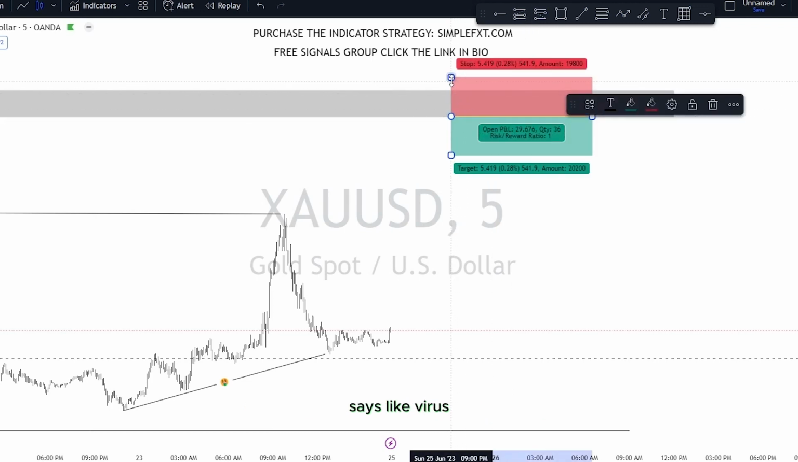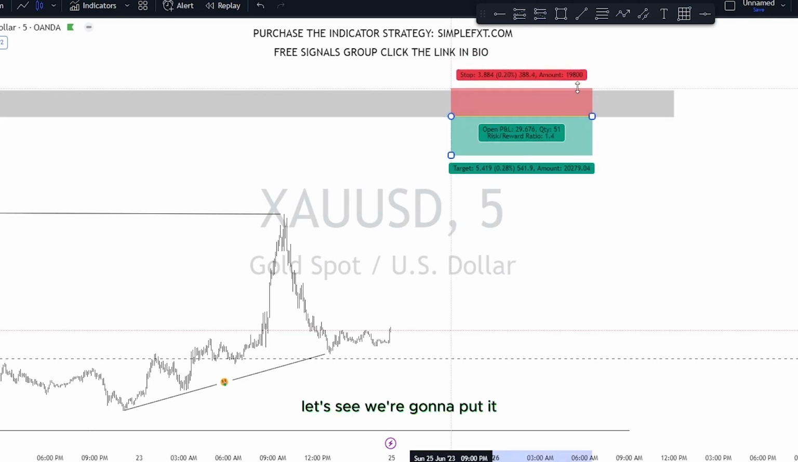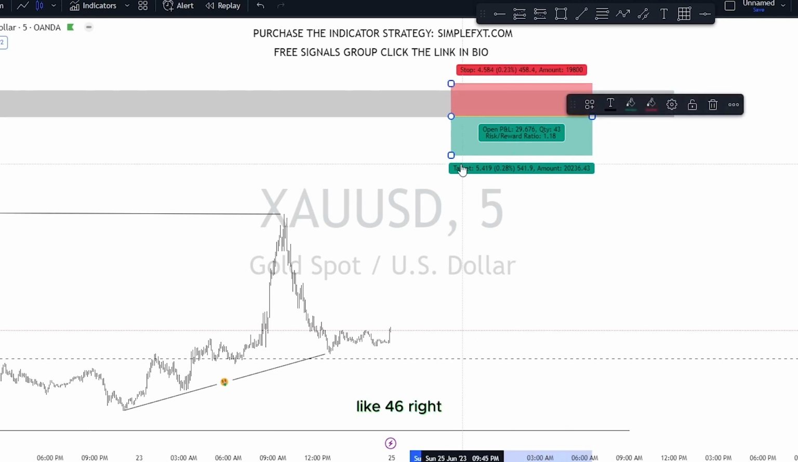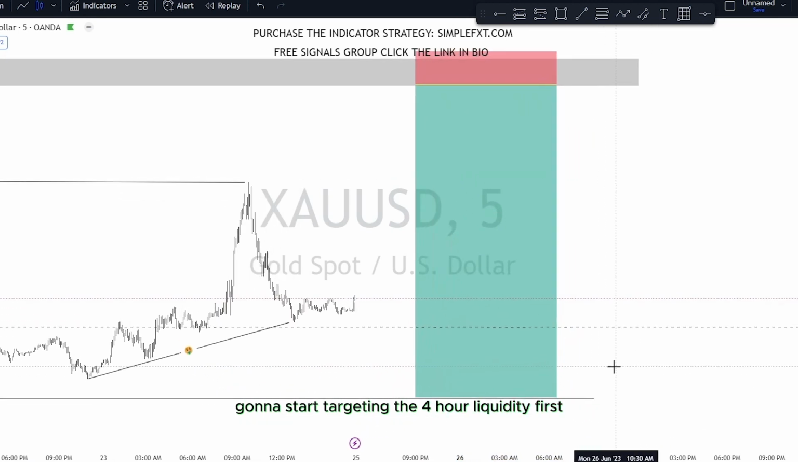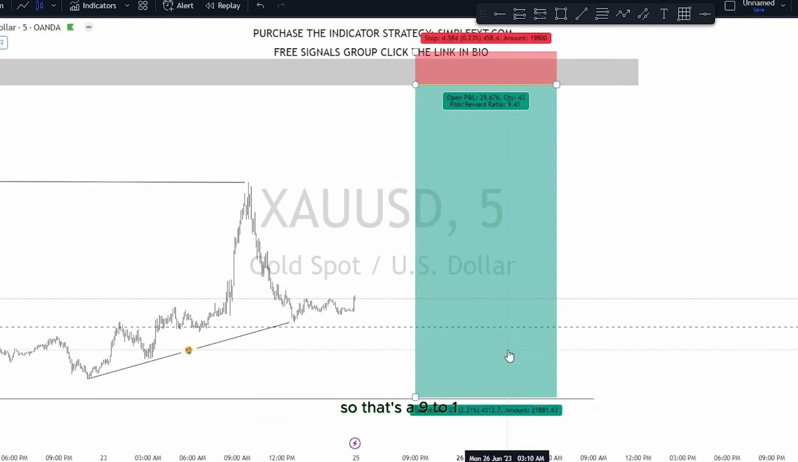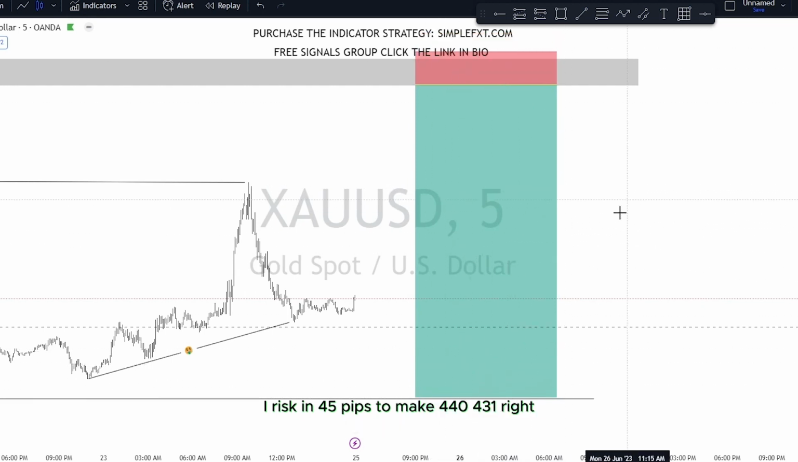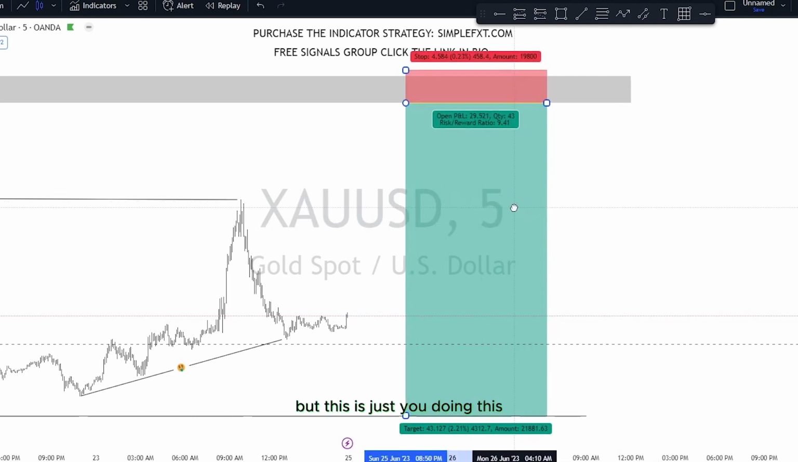So it's like, why risk? Let's see, we need that space above, right? We need that coverage. So right here it would have just been 36 pips, so we just need that coverage. We're just going to add a whole 10, so like 46. And then I said before, we're going to start targeting the 4-hour liquidity first. So that's a 9-to-1 RR, just like that. You're risking 45 pips to make 431. But this is just you doing this.